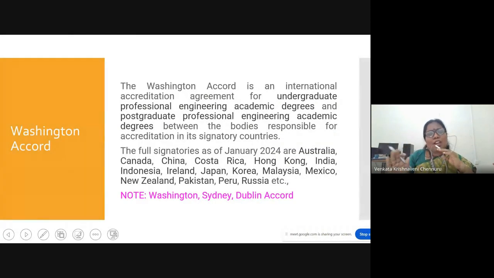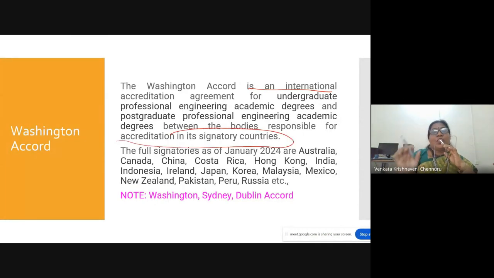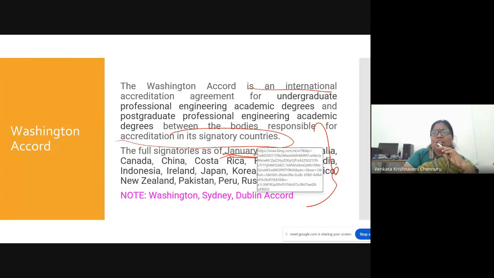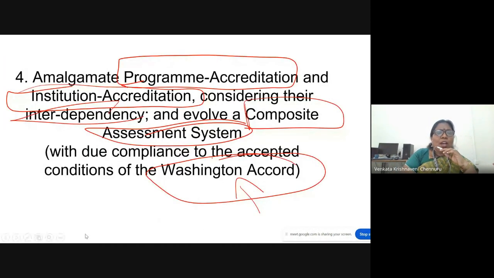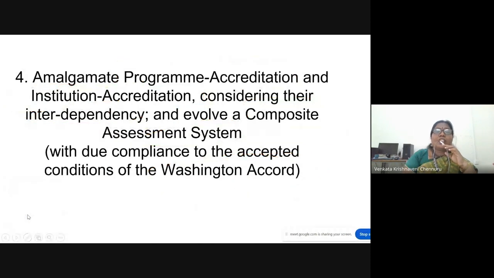Actually, you have different types of accords like Washington Accord, Sydney Accord, Dublin Accord, like that. The Washington Accord is an international accreditation agreement for undergraduate professional engineering academic degrees and postgraduate professional engineering academic degrees between the bodies responsible for accreditation in its signatory countries. The signatories as of January 2024 are all these: Japan, Korea, Malaysia, and so on. You can find India also here. Okay, so according to this Washington Accord, amalgamation of program accreditation and institution accreditation together with evolving towards composite assessment was included.